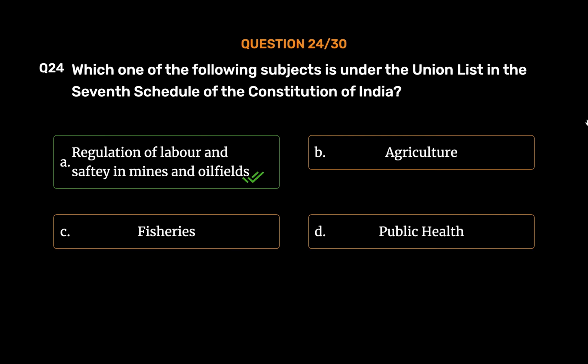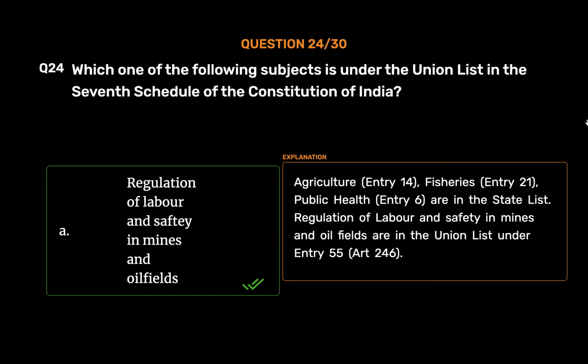Regulation of labor and safety in mines and oil fields. Agriculture, Entry 14, Fisheries, Entry 21, Public Health, Entry 6, are in the State list. Regulation of labor and safety in mines and oil fields is in the Union list under Entry 55, Article 246.